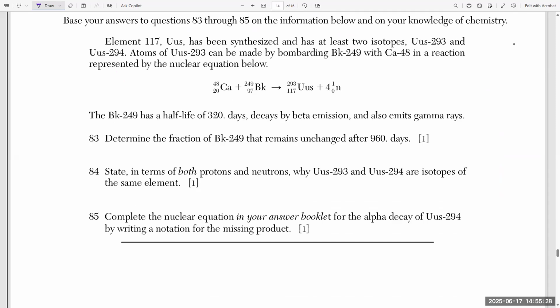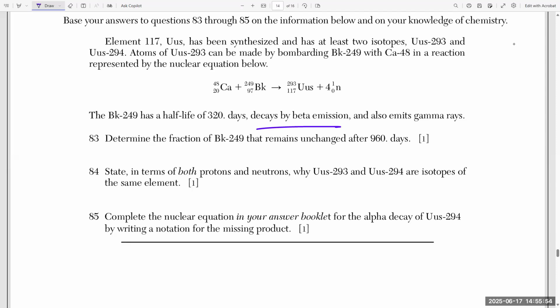Element 117, Uus, has been synthesized and has at least two isotopes, Uus-293 and Uus-294. Atoms of 293 can be made by bombarding Bk-249 with calcium-48 in a reaction represented by the nuclear equation below. The Bk-249 has a half-life of 320 days, decays by beta emission, and also emits gamma rays. Determine the fraction of Bk-249 that remains unchanged after 960 days.